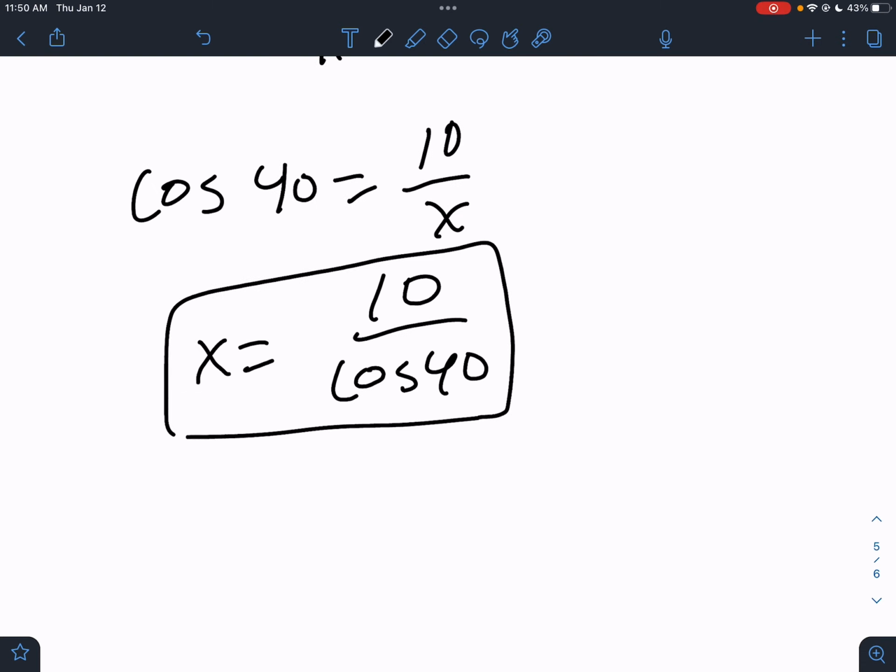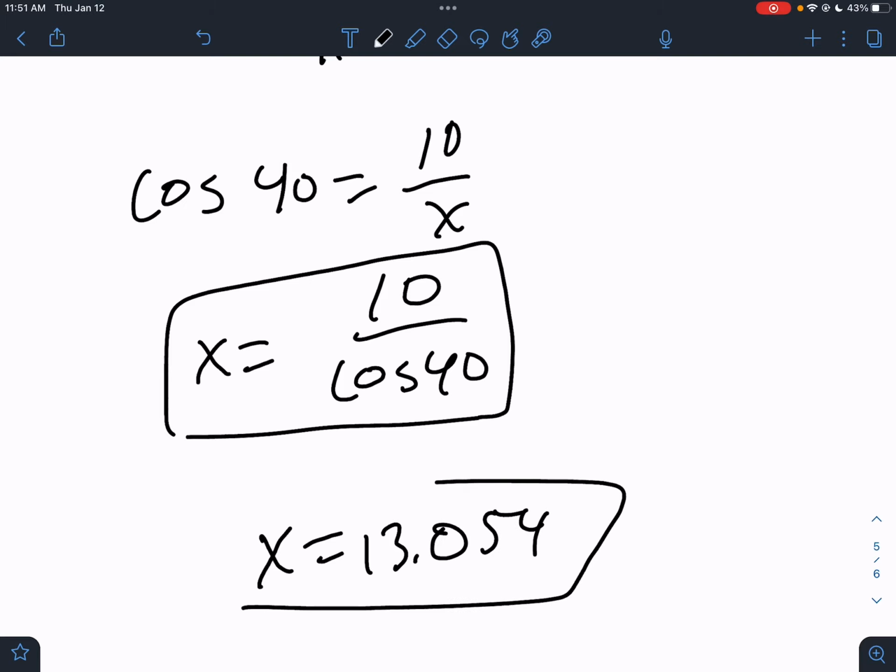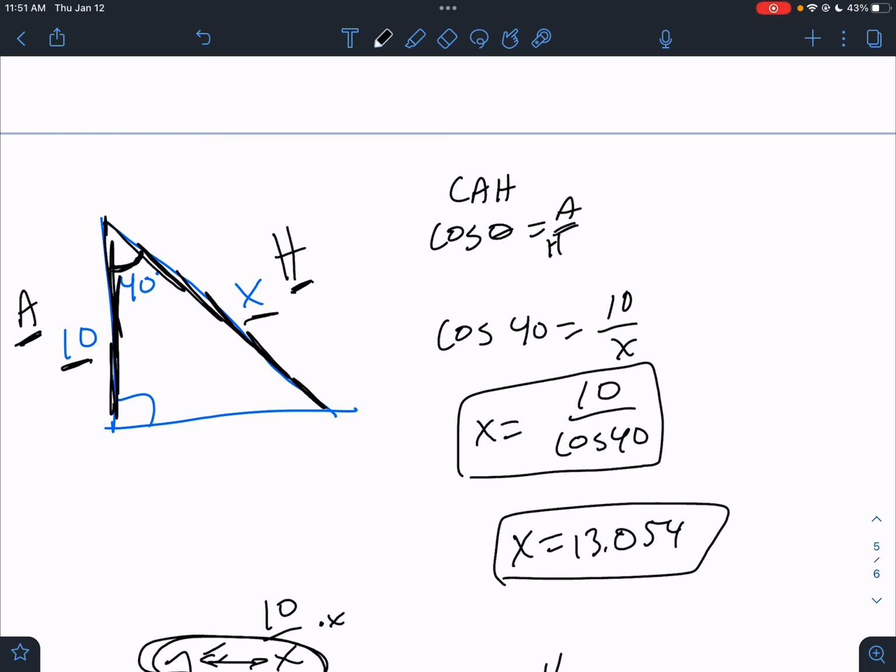But if I go to the calculator and type in 10 divided by the cosine of 40, round to the nearest thousandths, I would get 13.054. And that is the hypotenuse. It had to be more than 10. We knew that. If it wasn't more than 10, we know we messed up.